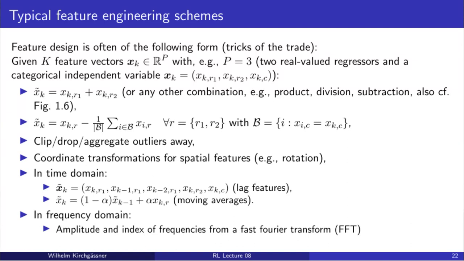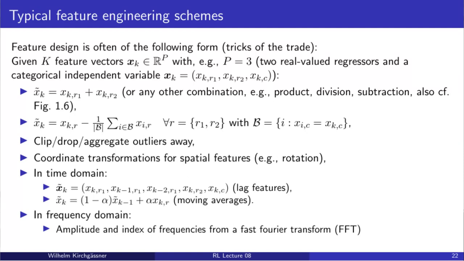Now to feature engineering. So how could we do feature engineering? We have seen the log transform already. We have seen that we could use a vector norm and the phase, but there are also other ways. For example, if we assume we have a data set with three features, and these features are called xk,r1, xk,r2, and xk,c, where r1 and r2 stand for real value floating point numbers, and c for a categorical variable, then a very typical way is just adding those two real-valued numbers into a new feature, or doing a subtraction or the product or the division. Everything is possible. Everything will lead to a new feature.